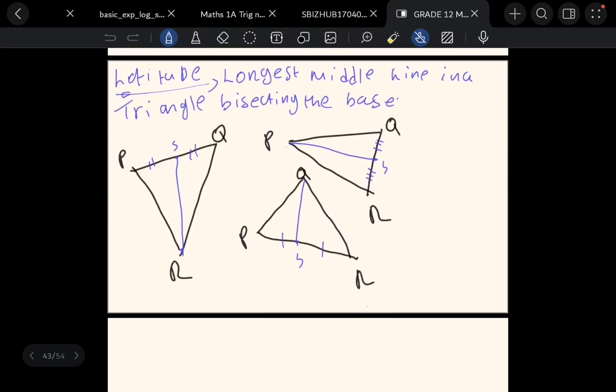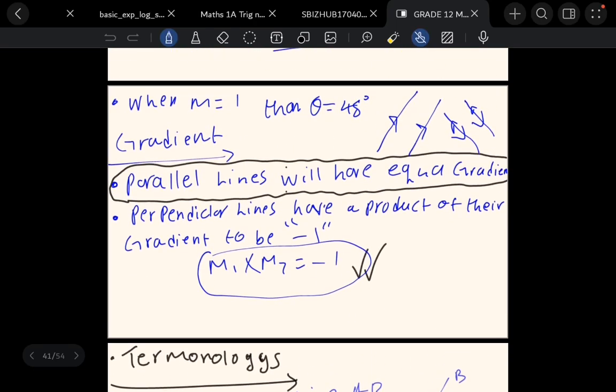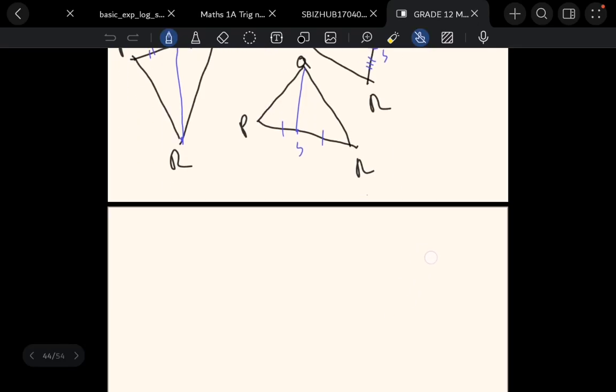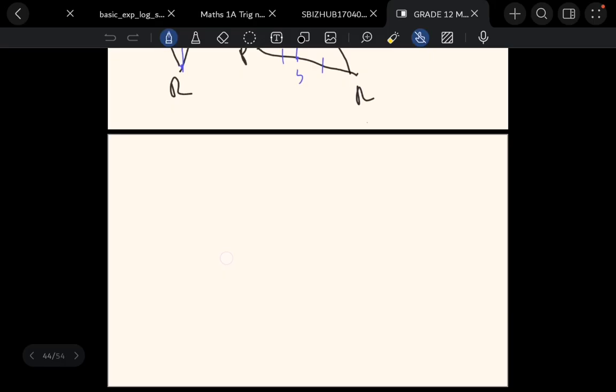So it's the words bisect and altitude. We have covered parallel and perpendicular. What is the next one? Transformation. Transformations. I know it's long. Transformations.